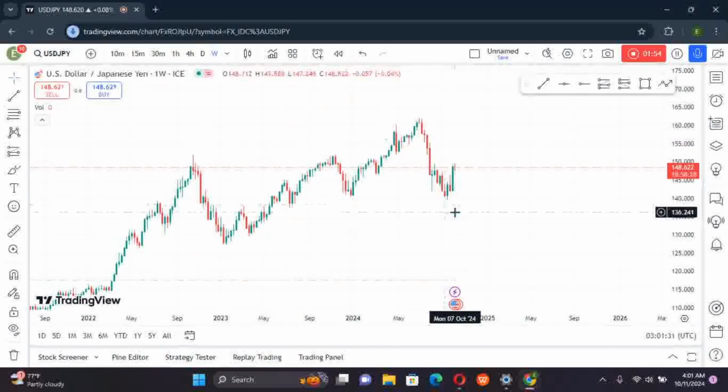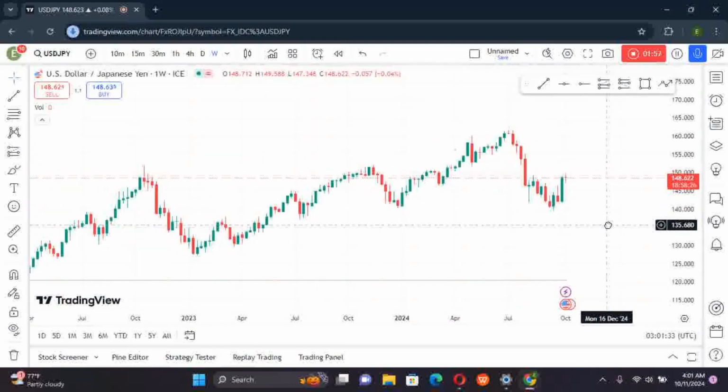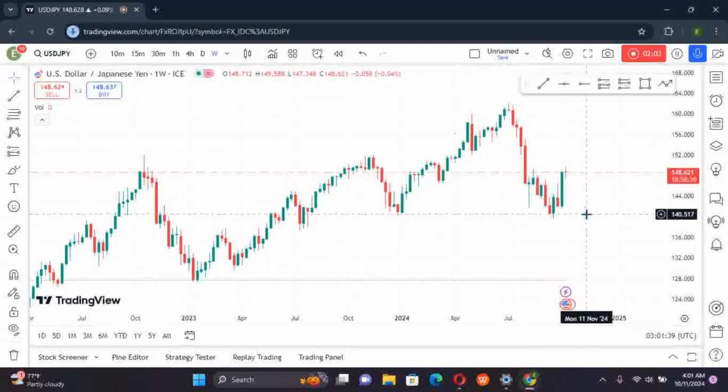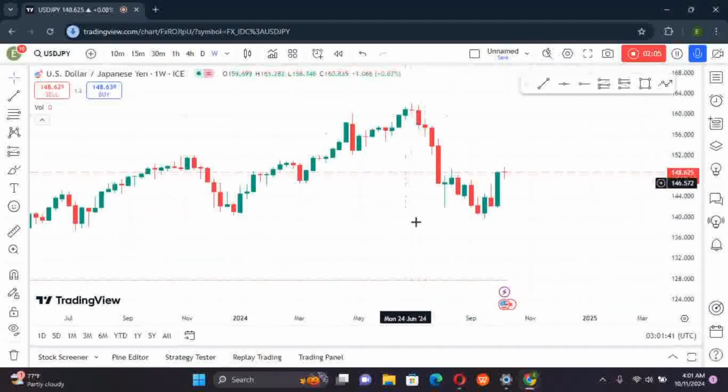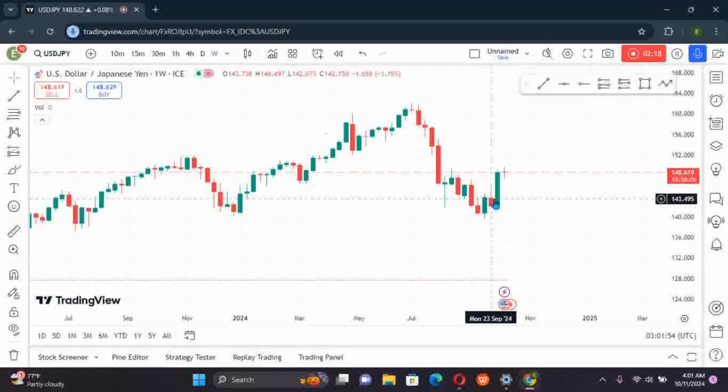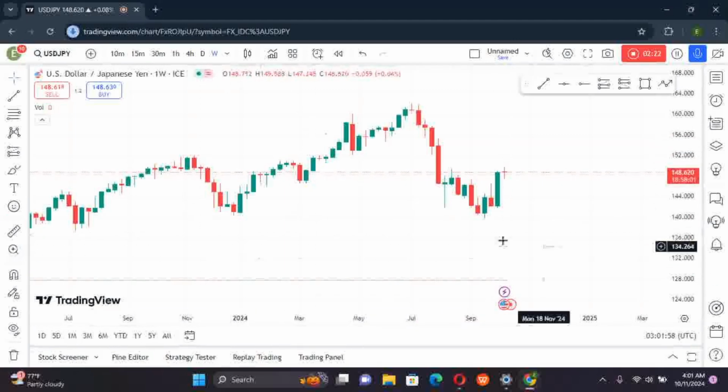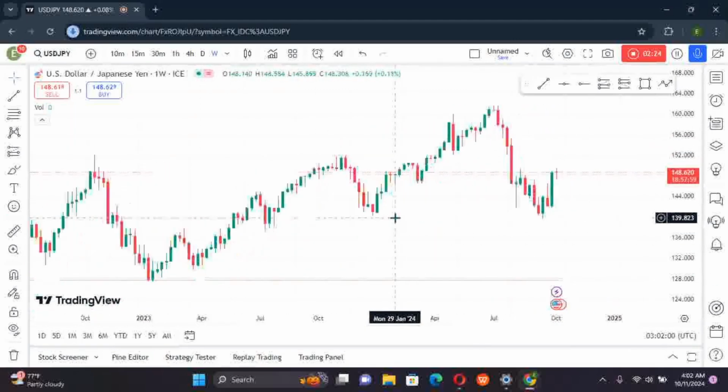So here we have 1 week, and when you check on this chart, it means one candle took a whole week to be formed. All right, it took an entire week for a single candle to be formed. So we have this candle this week, this one last week, and the previous week. As you can see, Monday 23rd September, Monday 16th September. It took an entire week for each of these candles to get formed.